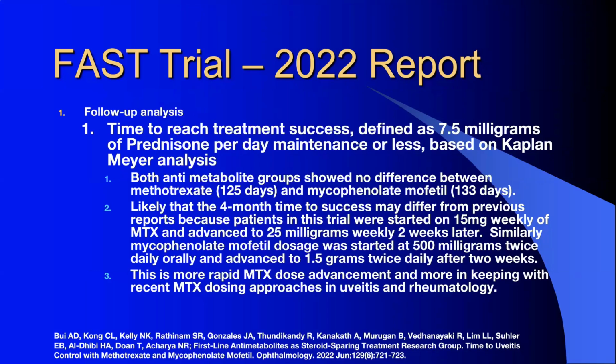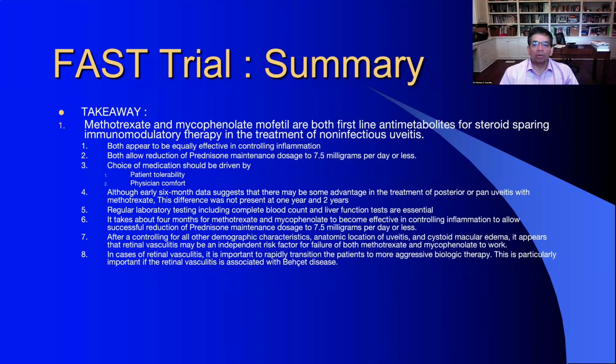So both drugs can be utilized and are highly effective in getting the inflammatory disease under control and minimizing the need for oral corticosteroids. Both appear to be equally effective in controlling inflammation, and both allow reduction of prednisone to maintenance doses of 7.5 milligrams a day or less. This is really important information for the uveitis specialist who's relying on these agents. So you can choose the agent based on tolerability and the patient's individual choice. Sometimes we may have a favorite medicine that we use, and it's purely up to the practicing uveitis specialist to determine this.